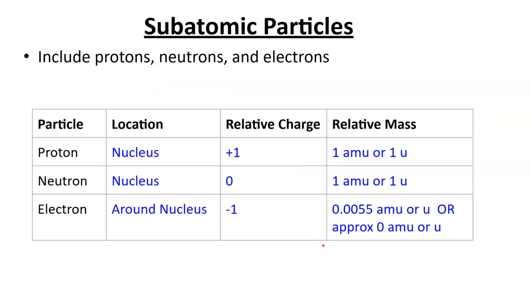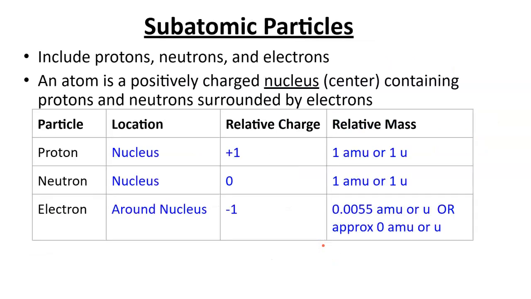Welcome back. We're now going to talk a little bit more about the atom, and we're going to focus on subatomic particles here. So subatomic particles include protons, neutrons, and electrons. Like we established last time, the nucleus is positively charged. That's where the protons and neutrons are, and the electrons are surrounding it.